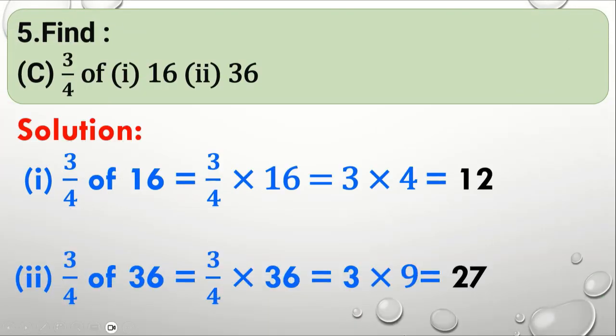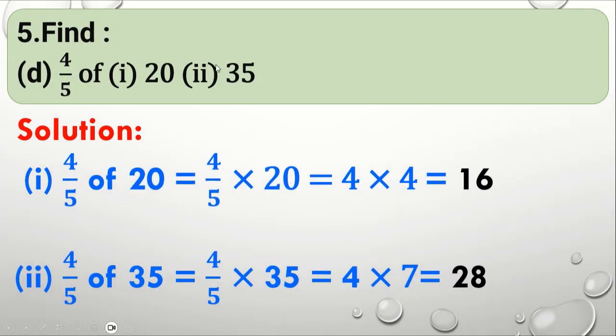3 upon 4 of 16. So 3 upon 4 into 16. 4 ones are 4, 4 fours are 16. 4 into 3 is 12. 3 upon 4 of 36. So 3 upon 4 into 36. 4 ones are 4, 4 nines are 36. So 9 into 3 is 27.